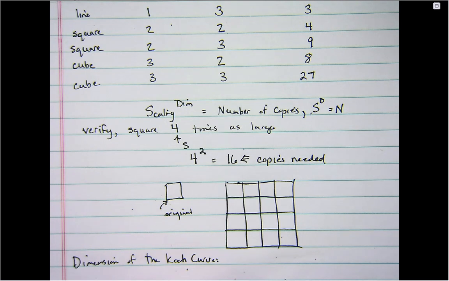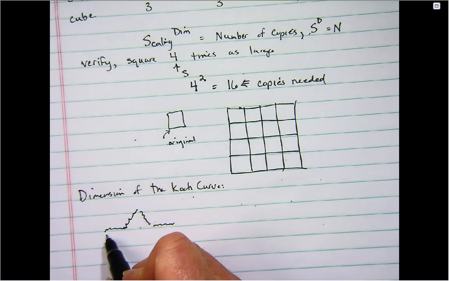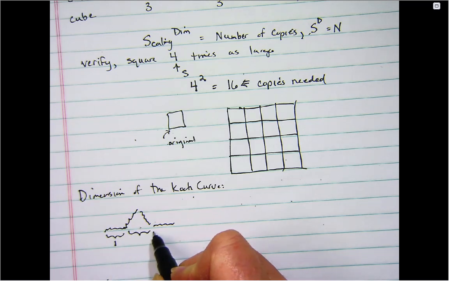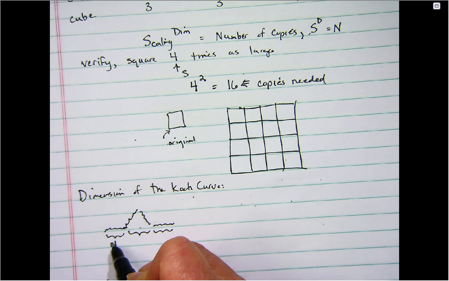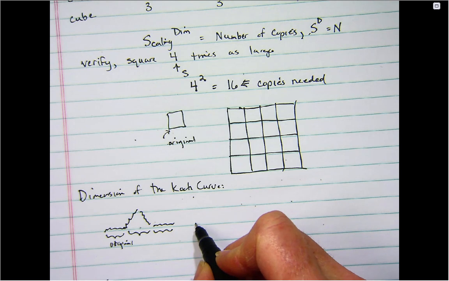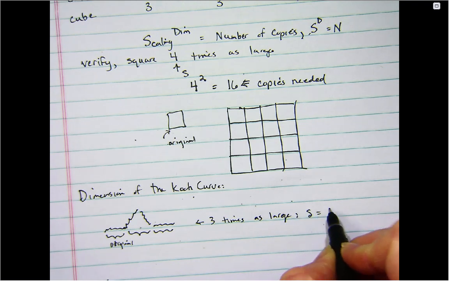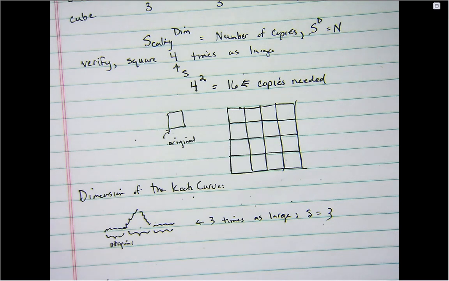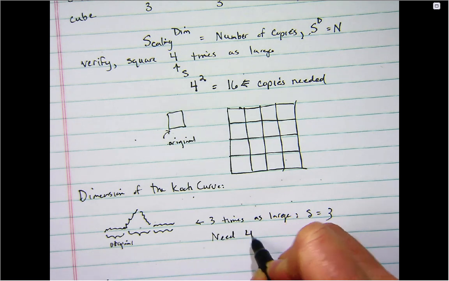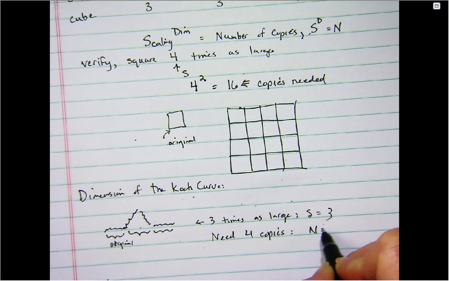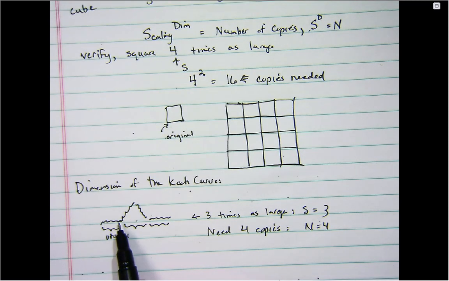So we take, this is the roughest drawing ever of the Koch curve, okay? We take this and we make it 3 times as long. So this is the original, and we make it 3 times as big. So the scaling factor is 3. And to do that, though, we actually needed 4 copies, because that's how you get the little point in the middle. So you lay one of these small copies here, one here, one here, one here. 4 copies put together the Koch curve.